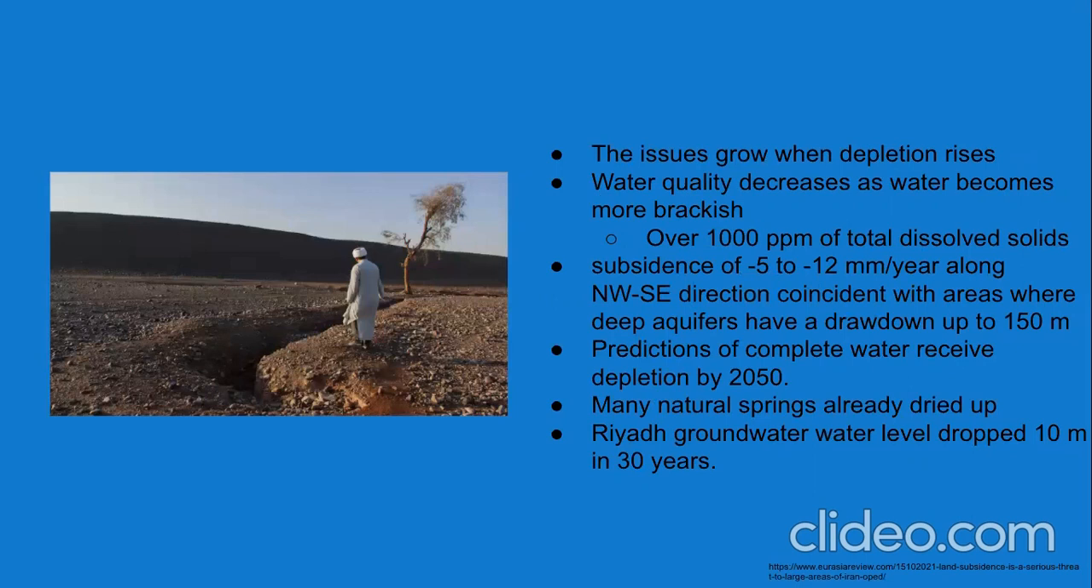When water quality decreases, water becomes more brackish, or there are more total dissolved solids. There's subsidence along the entire aquifer from the northwest to the southeast, around 5 to 12 millimeters a year, especially in areas with 150-meter drawdowns. And the 1980 study predicted that the whole Arabian Aquifer will be depleted by 2050, and this has led to many natural springs drying up, and many areas subsiding, as well as areas like Riyadh, where groundwater has dropped 10 meters in the past 30 years, which is insane.